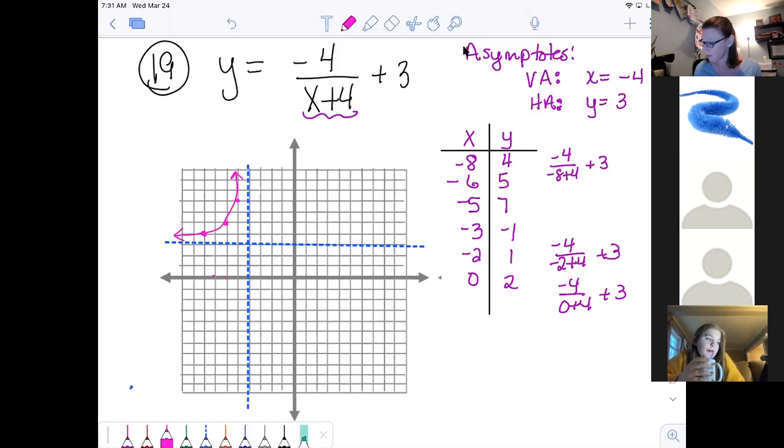And then the other 3 values. So at -3, we have a -1, at -2, and then at 0. And those 2 branches should be symmetrical. So they should also be a reflection. If I flip over diagonally, my branches should look the same. They're going to be in opposite quadrants. Questions?